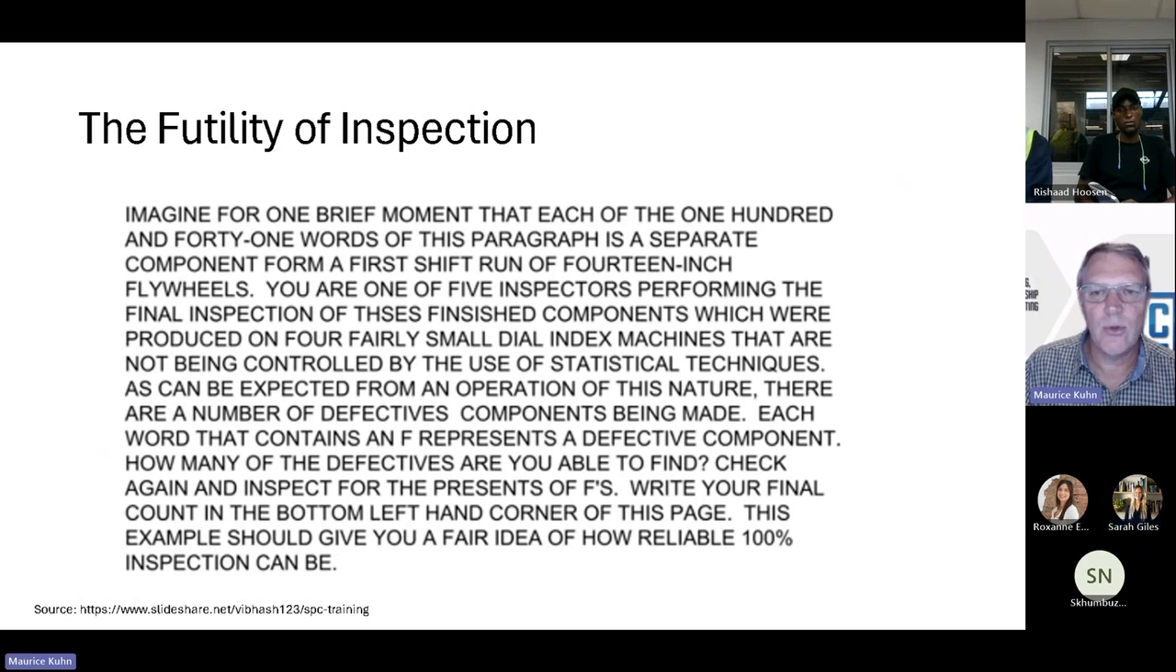I will guarantee you 100%, I'll put all my money on the line, that if I asked you all to count those F's, you would all give me a different figure at the end, most likely. That's because we miss things. Inspection is futile. And the problem is when we're not using data that's available to us to control things statistically, we end up trying to inspect quality in. This is what businesses sometimes call quality assurance, versus controlling quality in our process up front, which is always a better idea.